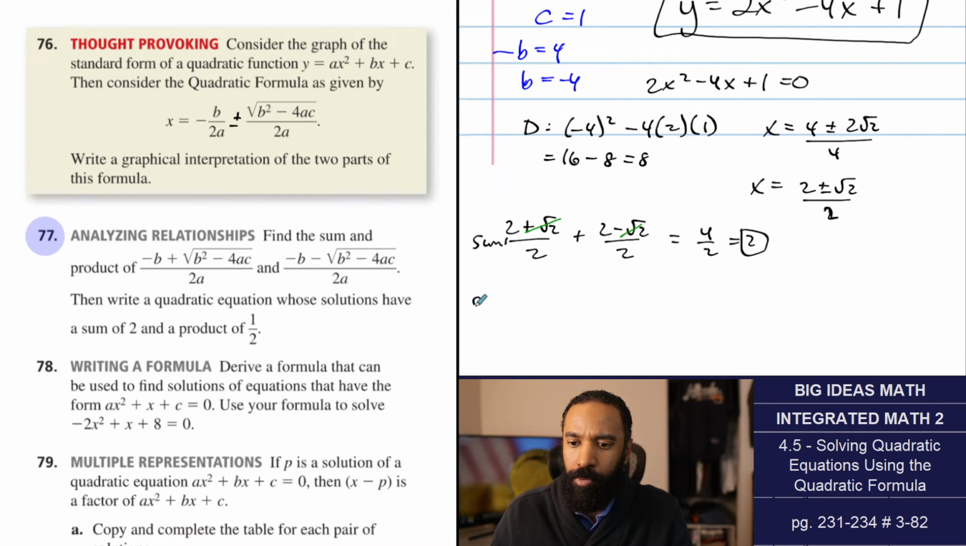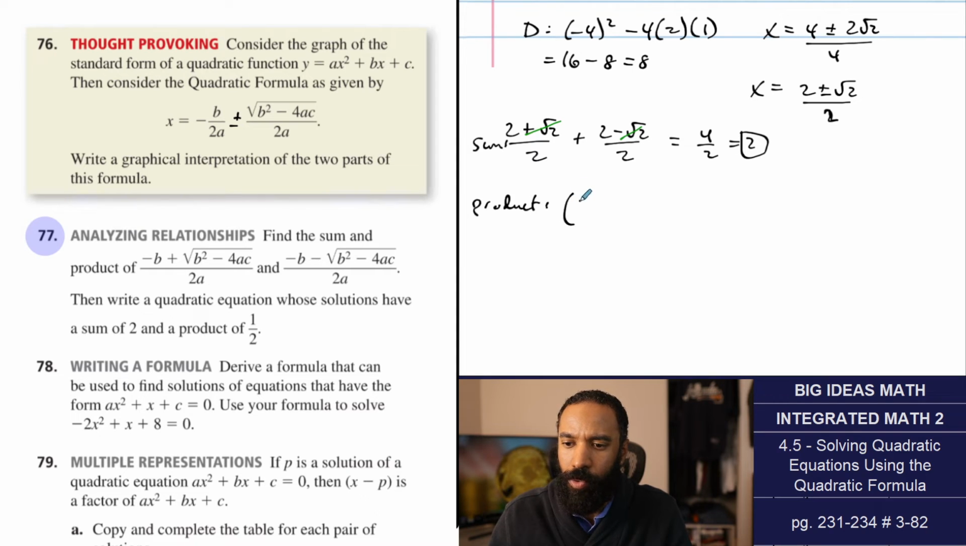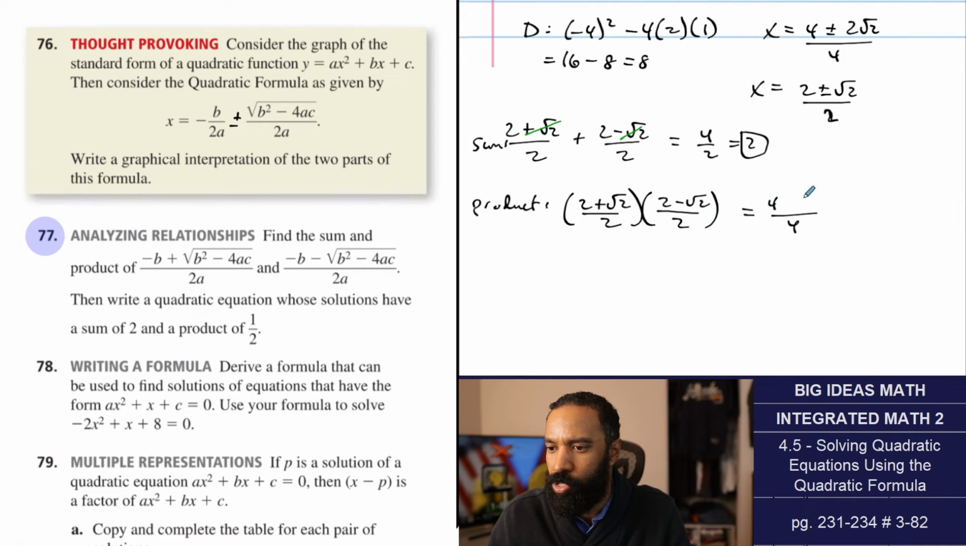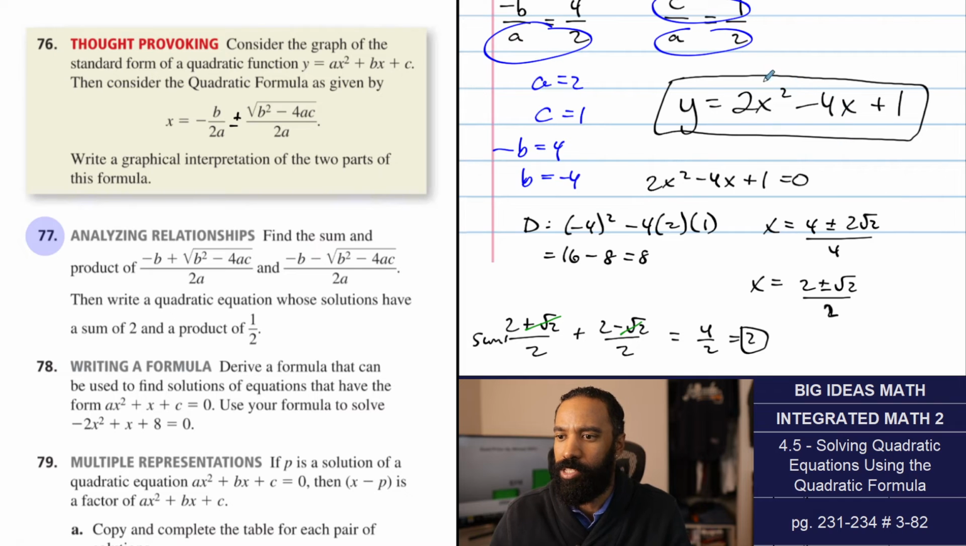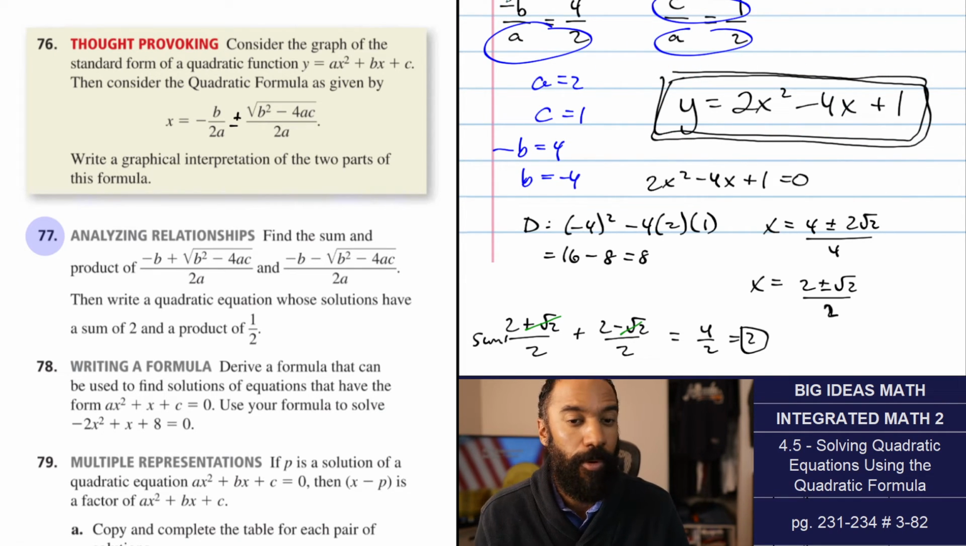Sum. Product. You get that difference of 2 squares. 2 plus root 2 over 2 times 2 minus root 2 over 2. Bottom is 4. On the top, you get 2 squared minus root 2 squared, which is 2 over 4, which is 1/2. Yes, that was a check. So yes, this is the answer. This is an answer to that one. I used proportions at the end there.